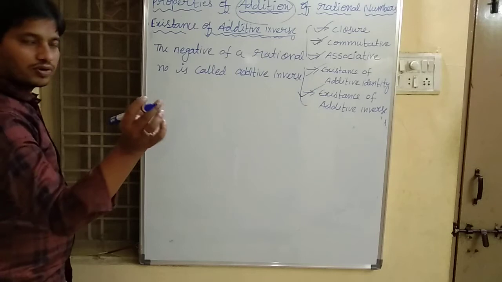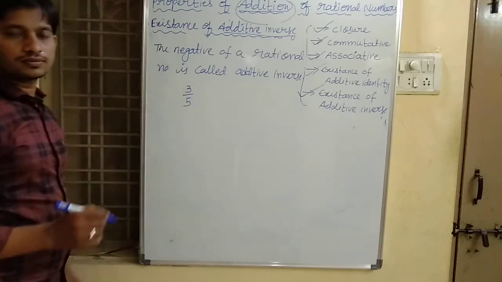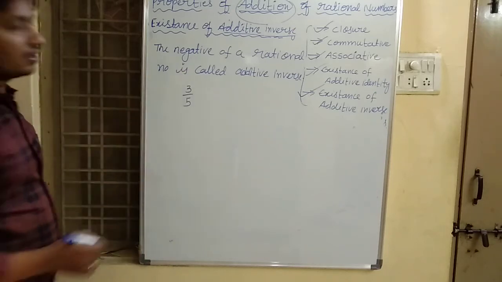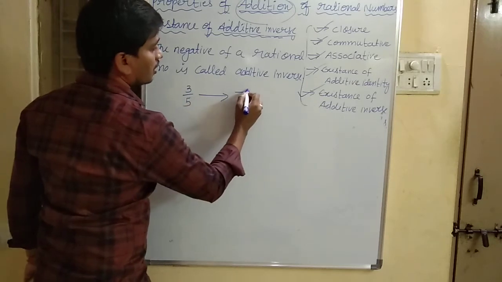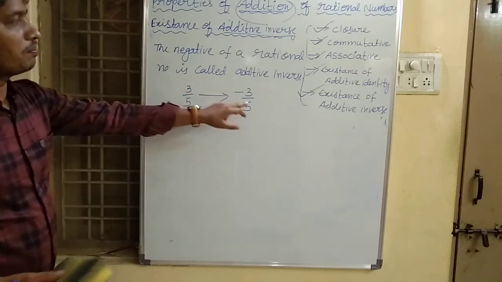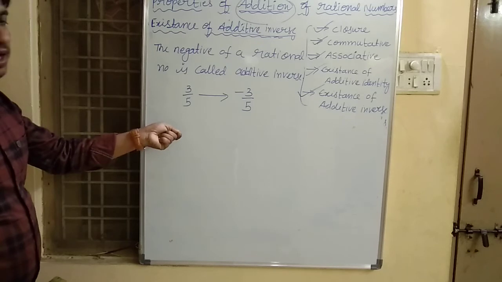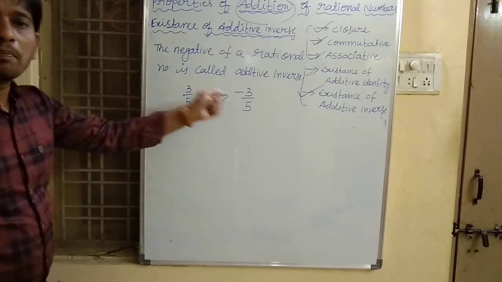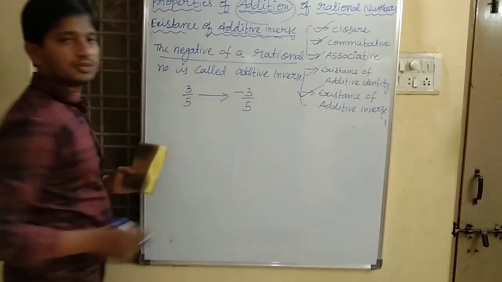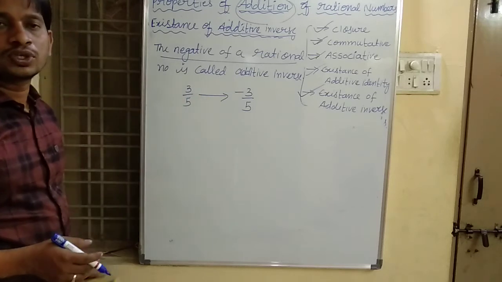Suppose you take one rational number, for example 3 by 5. What is the negative of 3 by 5? Negative of 3 by 5 is minus 3 by 5. So, what is the additive inverse of 3 by 5? Additive inverse of 3 by 5 is minus 3 by 5. That is the definition of additive inverse, the negative of a rational number.